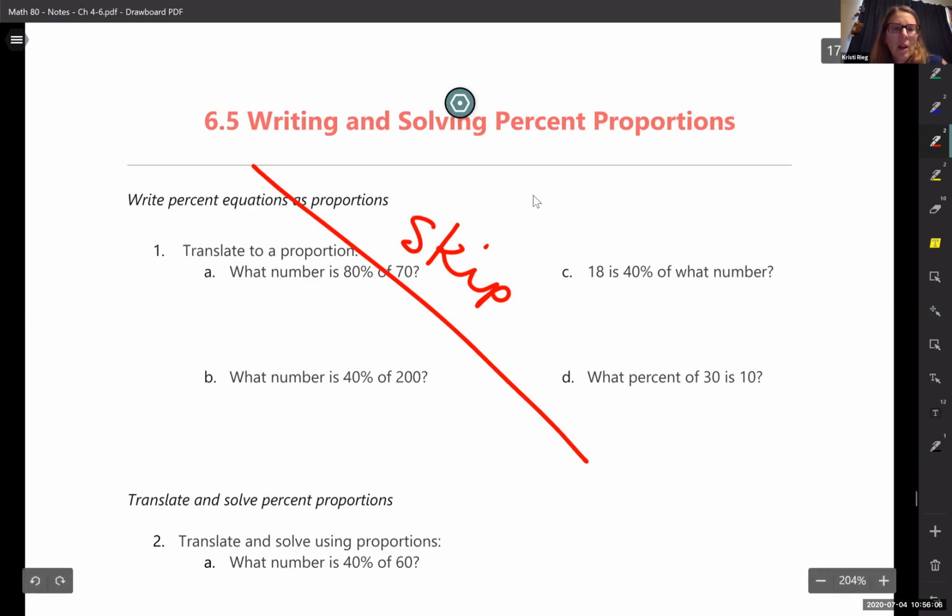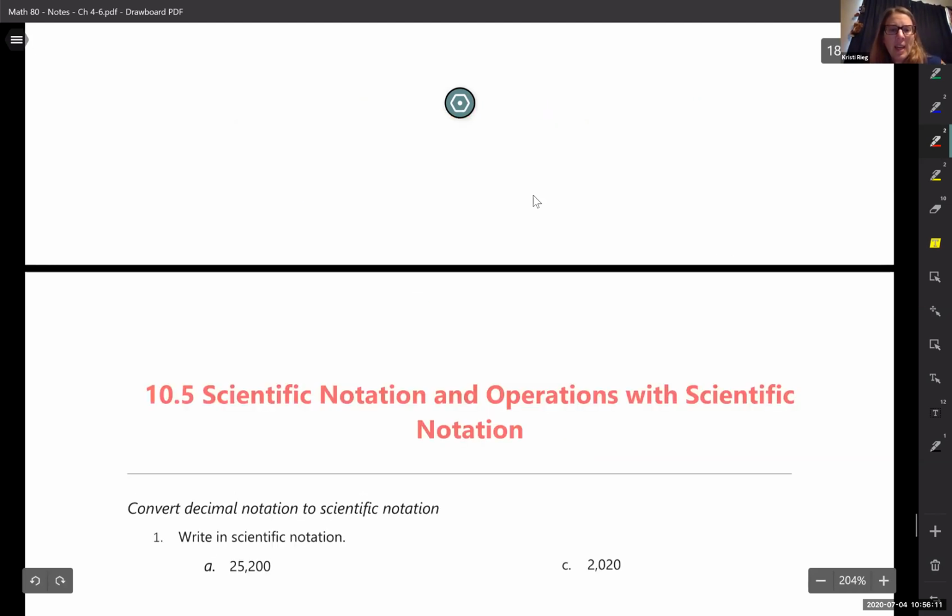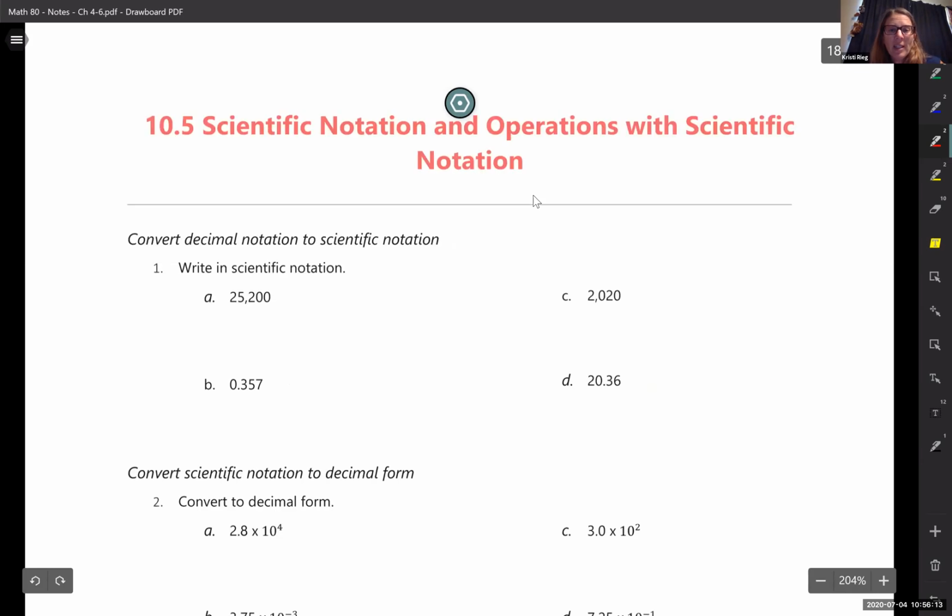Okay, so we are actually going to start with 10.5, which is scientific notation, and some operations with scientific notation. Scientific notation is very important in science classes. That's why it's called scientific notation. And it's just a quicker, more condensed way that we can write these numbers.